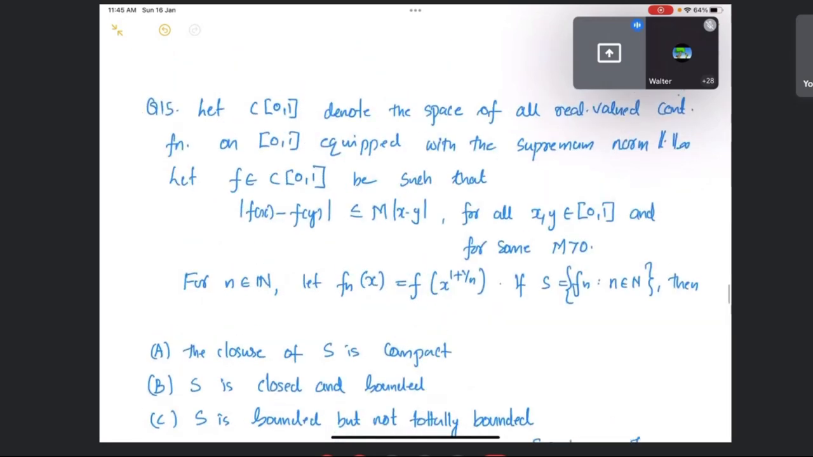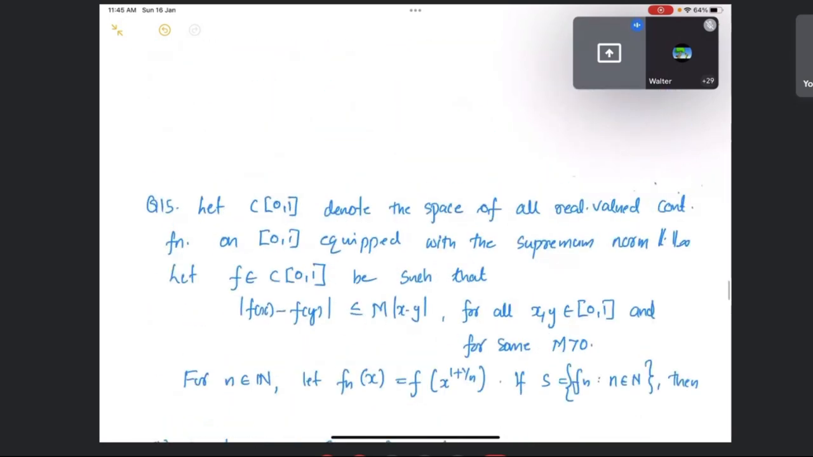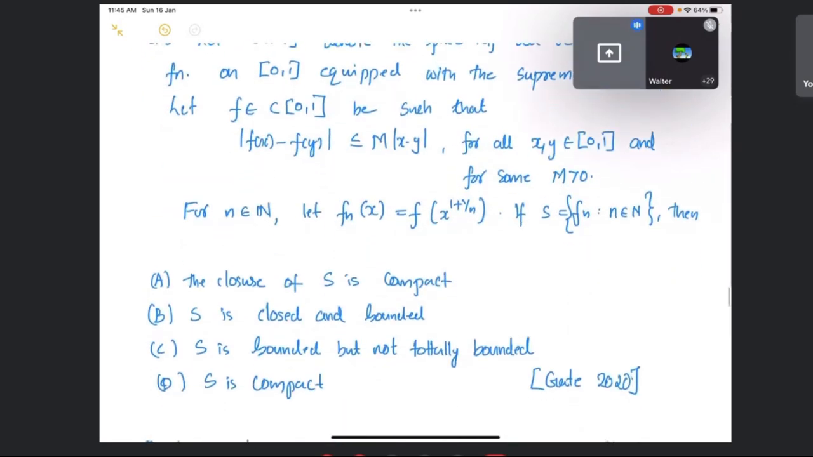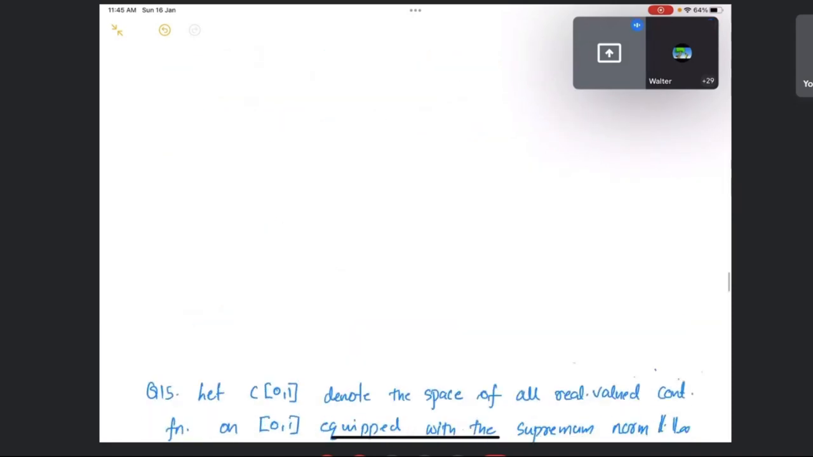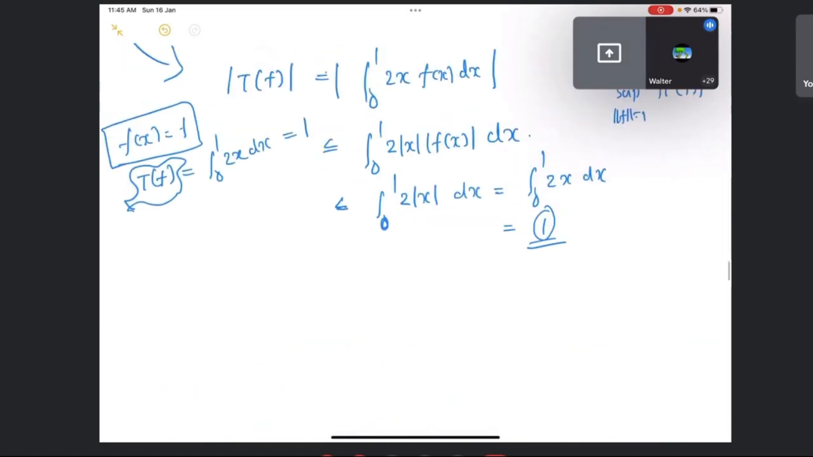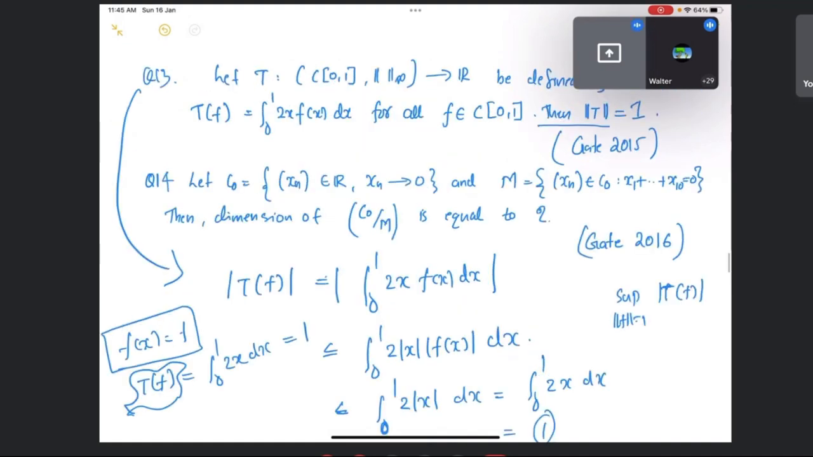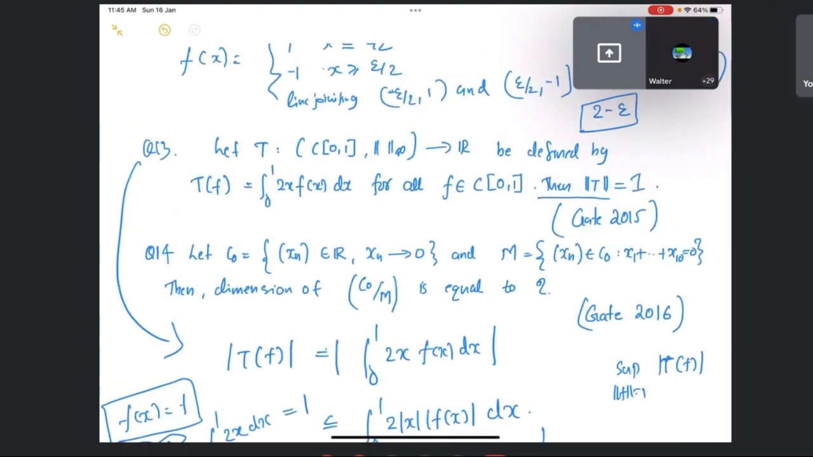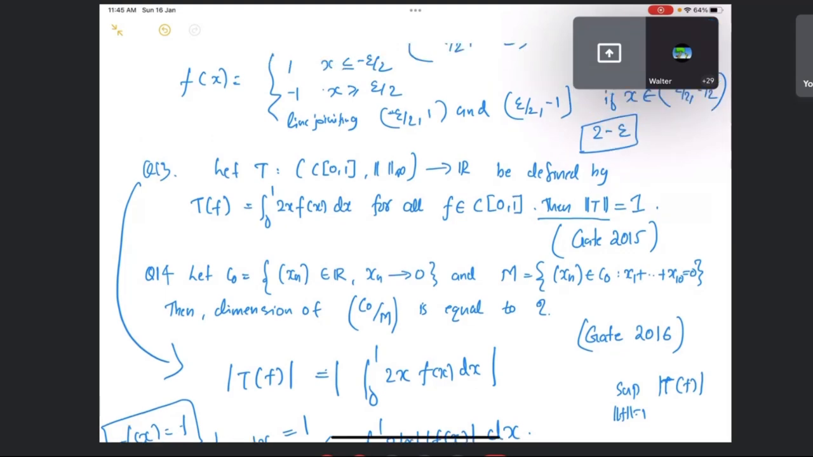Now, this question is kind of from real analysis. Sir, in the above question, is there an extra condition that the supremum is attained? Where? In question 13. There isn't any assumption that the supremum is attained. I mean, there are cases where the supremum is actually attained, and there are cases where the supremum is not attained.